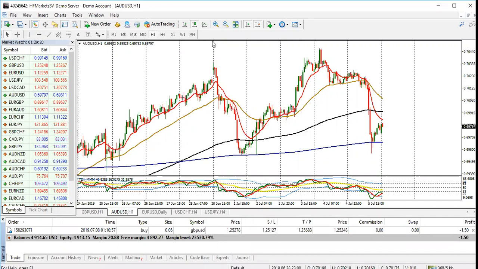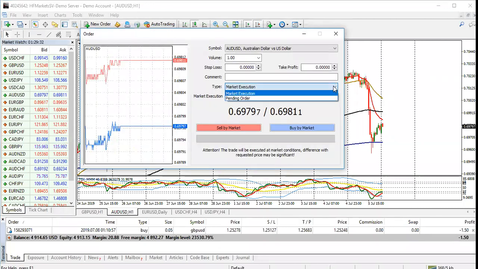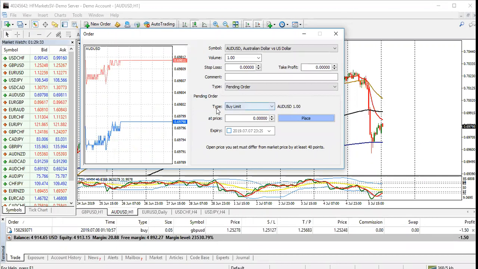But I hope I've been able to help out with placing instant market execution. Remember, if it was a pending order, click on the new order. You click on pending order. When you click on pending order, you now come to the type of pending order you want to pick. Am I clicking on buy limits or sell limits, buy stop or sell stop? You pick the one. When you enter buy limit or sell stop, this is where you now adjust your stop losses and your take profits.